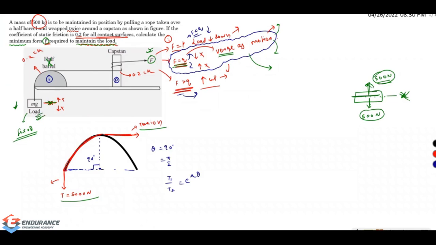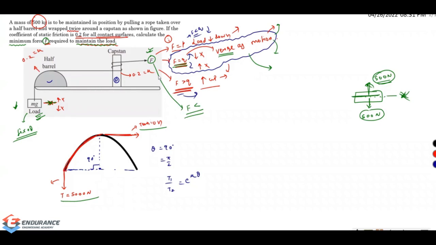That is, I'm maintaining a load of 500 kg. I'm sorry, 500 kg with the help of friction provided in this half barrel and also friction provided in this capstan. Okay, so ultimately the force which is required will be surely less than that of the load. See, this is one small point you need to understand. If you understand this, then the problem is solved.